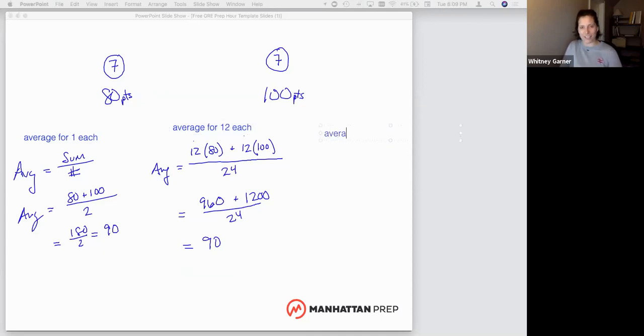How many of you guys actually did the math on that one? Give me a thumbs up if you did the actual math, if you multiplied it out and checked it in your calculator to confirm it. Cool. And so in this case, the average is equal to 7 times the 80 plus 7 times the 100, all over 14.